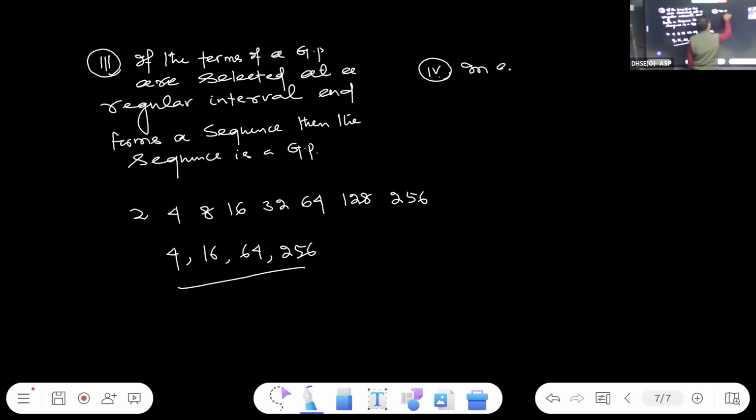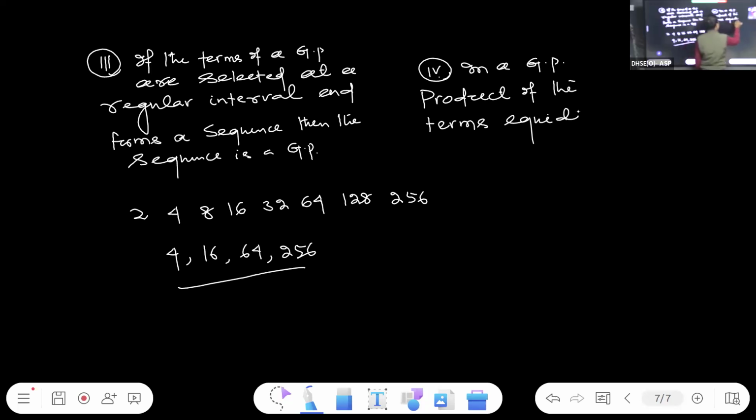Then come to property 4. In a GP, the product of the terms equidistant from the beginning and end remains the same.